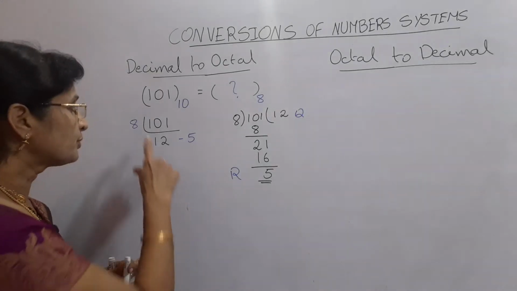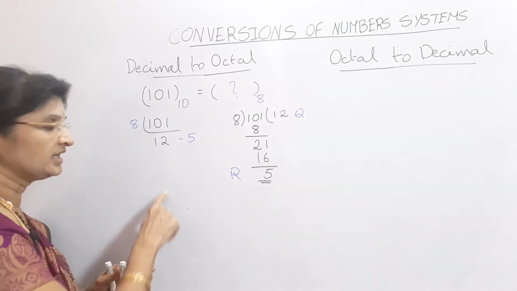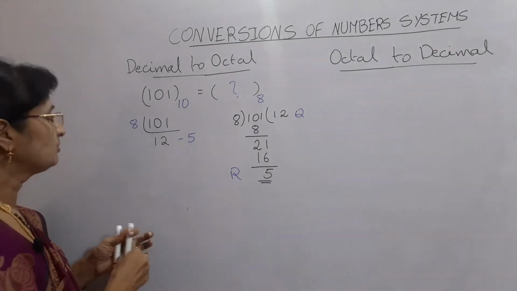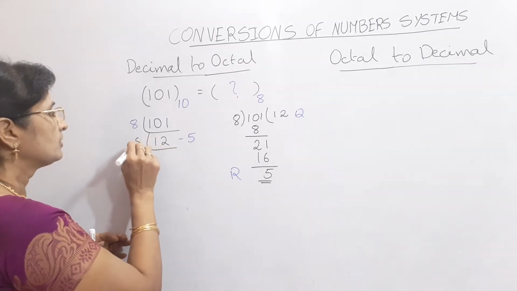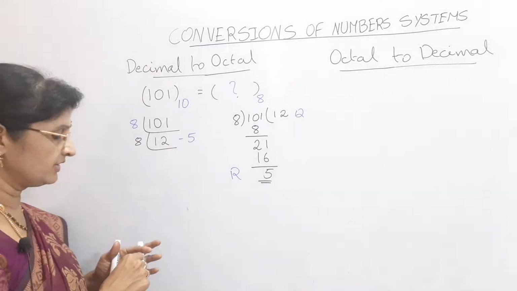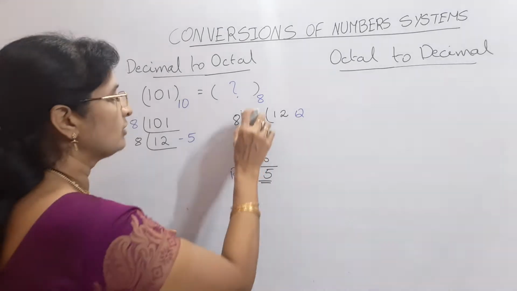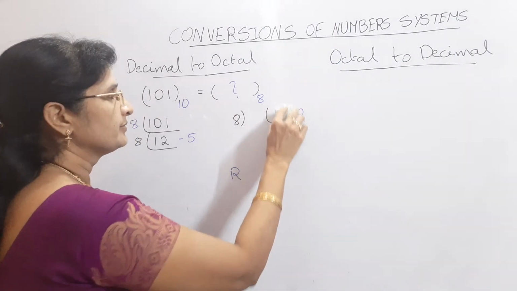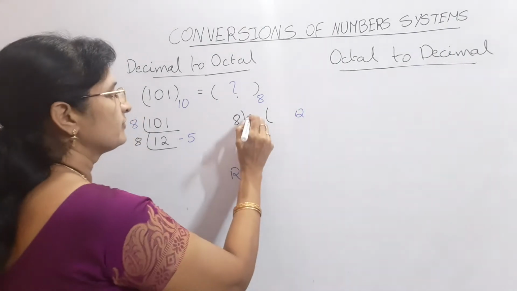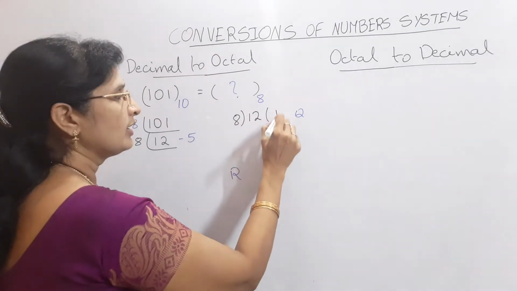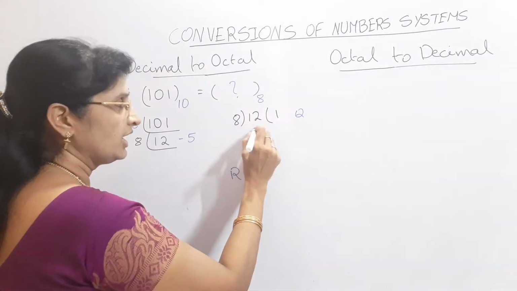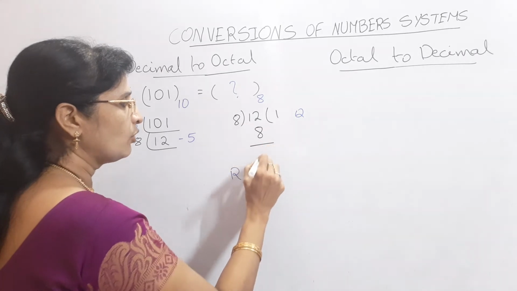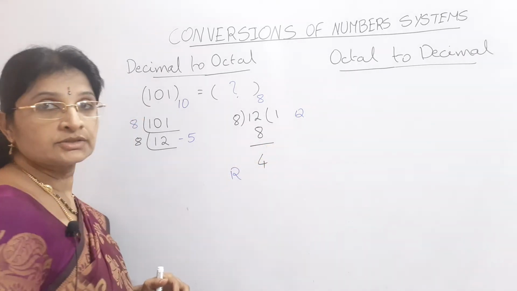Now this process must be continued until you get a 0 here. So again it must be divided by 8. Here you have to divide 12 by 8 again. How is it performed? 12, so 8 ones are 8. Now what is the remainder? It is 4.